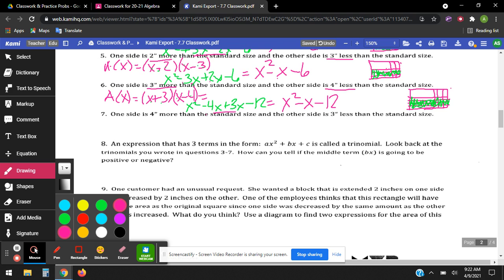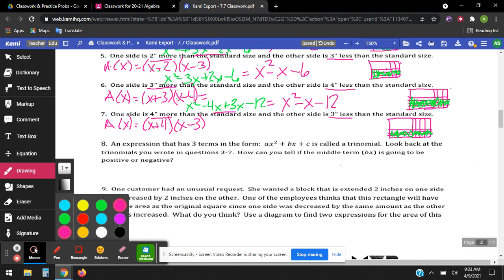And number 7. Okay, one side is 4 more than the standard. The other side is 3 less. So I've got my standard. I'm going to do 4 more this time. And now I'm going to take away 3: 1, 2, 3. So these are my getting rid of across here. All right. A of x equals 4 more, x plus 4, 3 less, x minus 3.